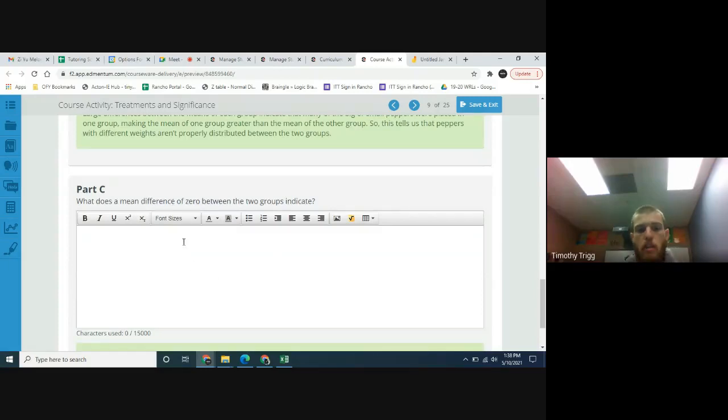A mean difference of 0 between the two groups, well, that just indicates that these two samples have the same mean. They have the same average. So on average, the values are the same, and also that there's no real significant difference between the two groups. So I want you to explain that there. I explained it in words, but you should write it down in a complete sentence here in your own words, please.